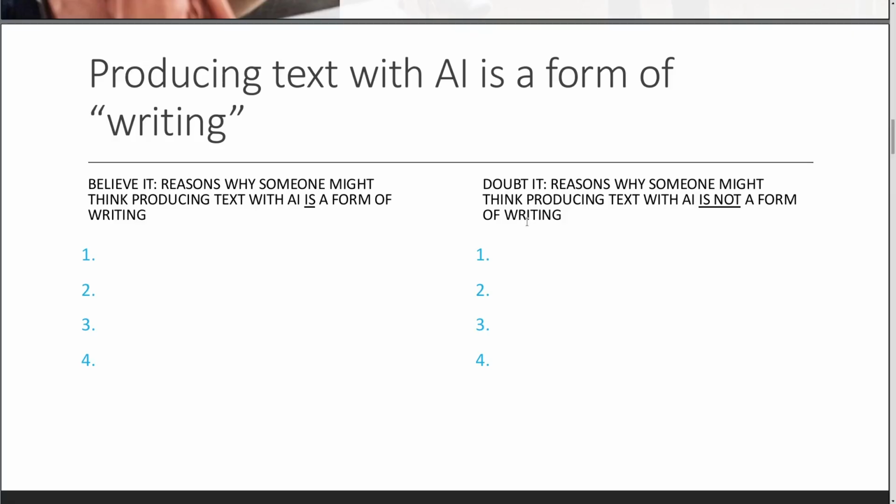But for a believe it or doubt it, what you do is put up a statement that's debatable. And then you have the class find reasons to believe that statement, reasons why, in this case, someone might think producing text with AI is a form of writing. And then doubt it: reasons why someone might think producing text with AI is not a form of writing.